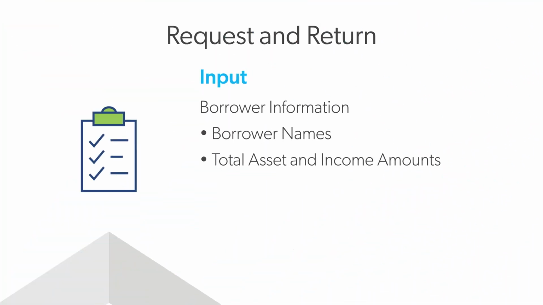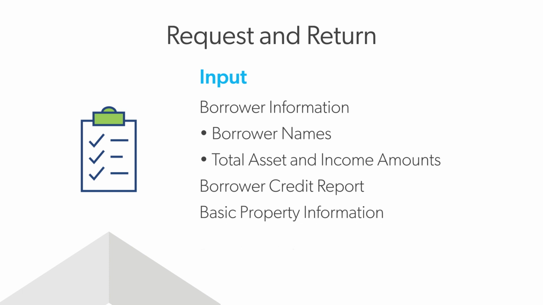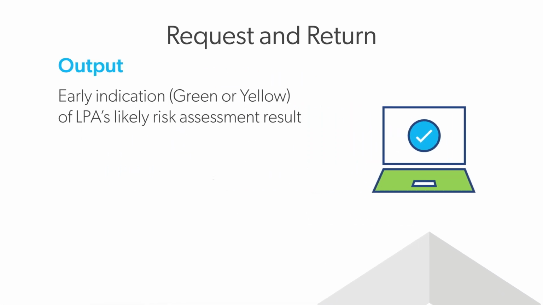Start by entering the borrower's name along with total asset and income amounts. Risk Check requires a borrower credit report through the same process as an LPA submission. Lenders can submit a hard or soft inquiry report. Basic property and loan information are required. Quickly receive an early indication of LPA's risk assessment result.